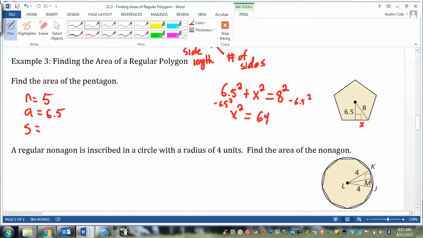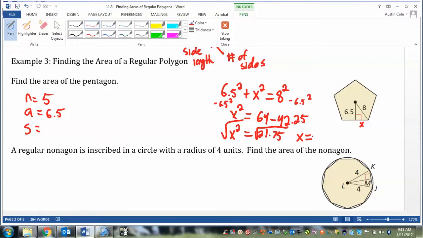Okay, that's going to give me 64 minus, anybody have 6.5 squared? What is it? 42.25. Awesome. So x squared equals 64 minus 42.25. What was it? 21.75. And then we've got to square root that, right? Get it all by itself. So our x is going to give us 4.66. Round it to the hundredth place, right?